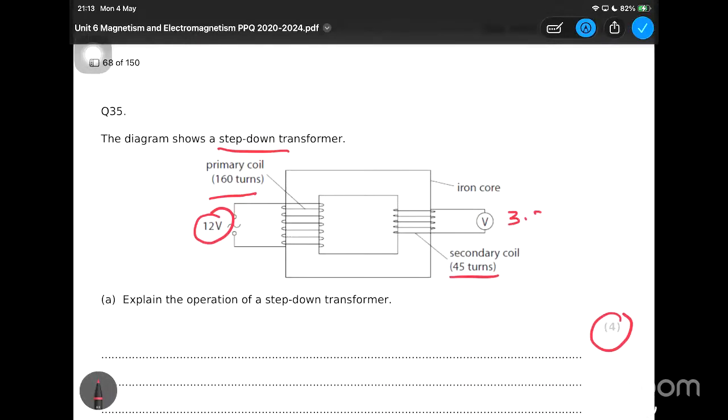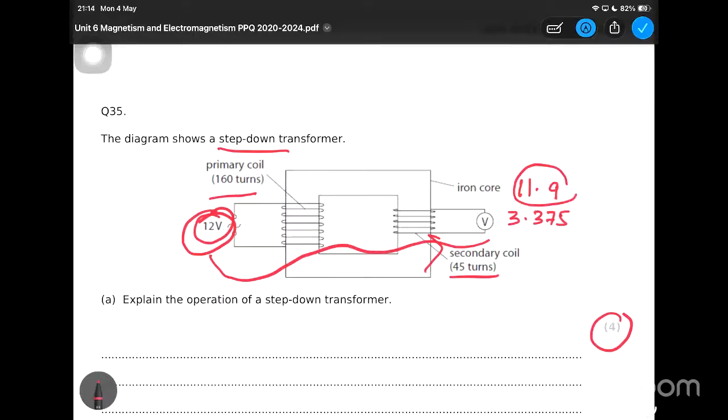The reason, this is a step down transformer. So the voltage must be decreased, right? The voltage must be decreased. So just imagine, not for this question, you are getting a value something like 11.9. Still this is a step down transformer. The reason is the initial value was 12 volts.